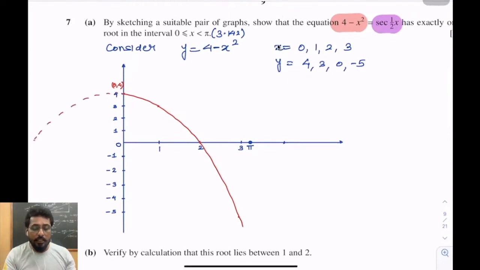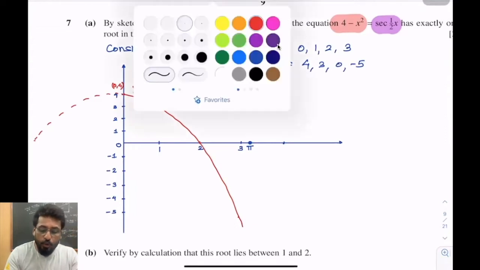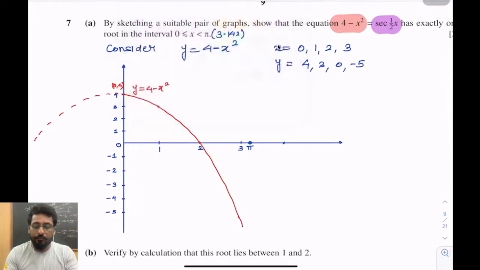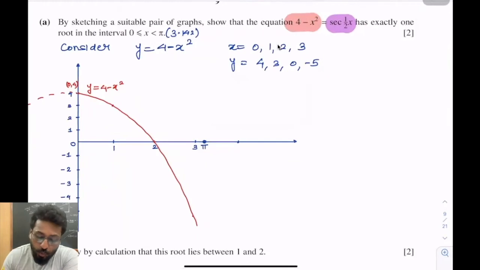Okay, of course, we are not interested in the rest of the part of the graph. We only wanted the graph that is lying between 0 and pi. Okay, so in fact, I have not taken the value of pi also here. Up to 3, it is enough. So this graph is y is equal to 4 minus x square. Now it's time for us to start solving the second graph. So second graph is y is equal to sec of x upon 2.